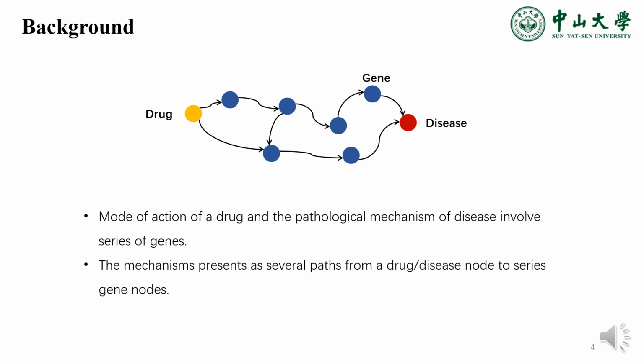Intuitively, we believe that there is a relation between the drug and the disease when they connect with the same gene. But the mode of action of a drug and the pathological mechanism of a disease actually involve a series of genes, not only one. So in the heterogeneous graph, these mechanisms can be presented as several paths from a drug or disease node to a series of gene nodes. We want to make better use of these paths.